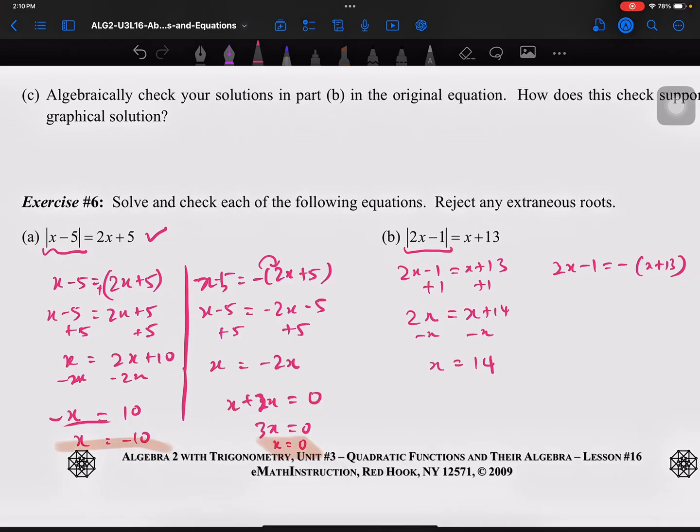You need to put them inside the original and check. x is minus 10. So, minus 10 minus 5 equal 2 times minus 10 plus 5. Here is minus 15 absolute. Here is minus 15. So if you open the absolute, it will be positive 15, and minus 15 is not equal. So we reject, not equal, we reject, extraneous. For minus 10, we reject.